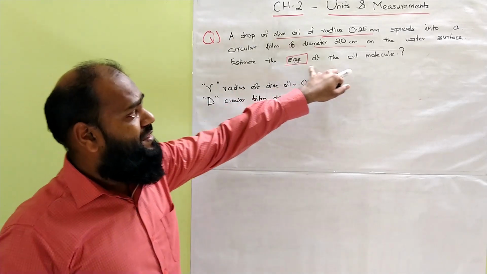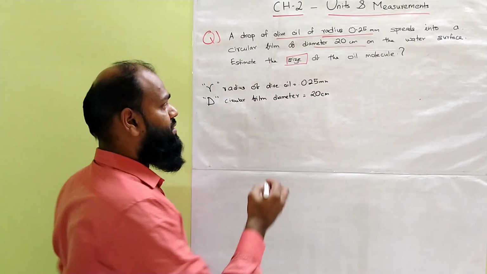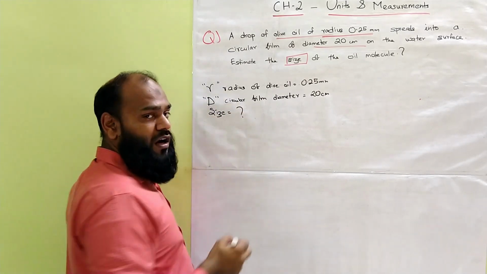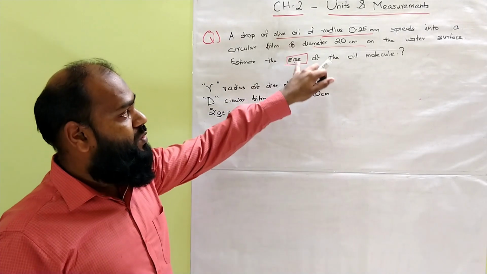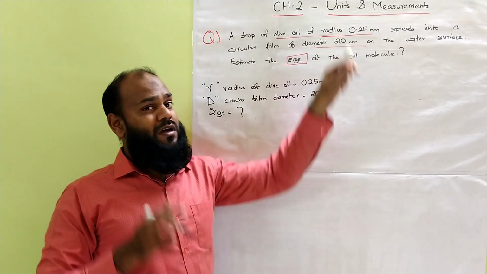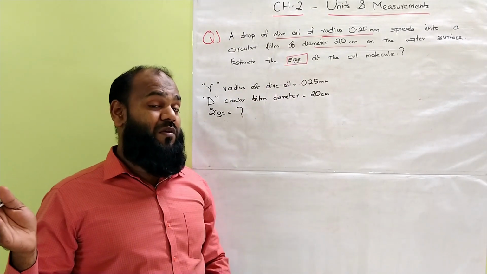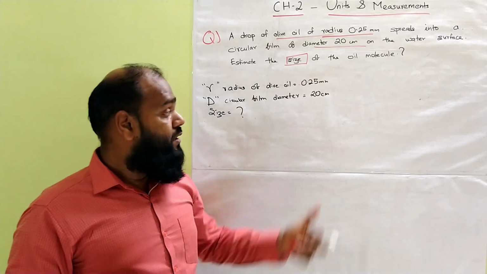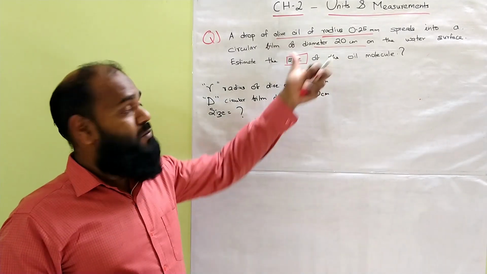What is asked? The size of the oil molecule. They don't know the size, so they need to understand what the size is. You can see that this problem is similar to what we have solved in the previous classes, the molecular size of oleic acid experiment. So let us use that experiment and solve this problem as well.